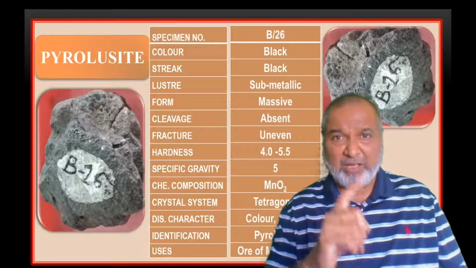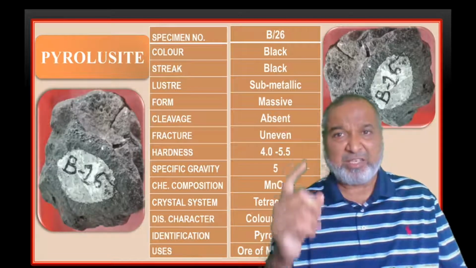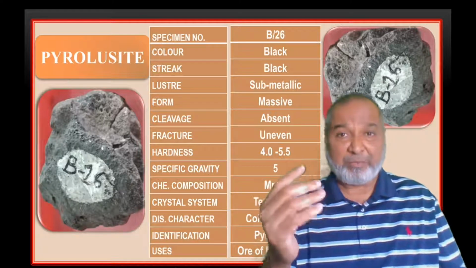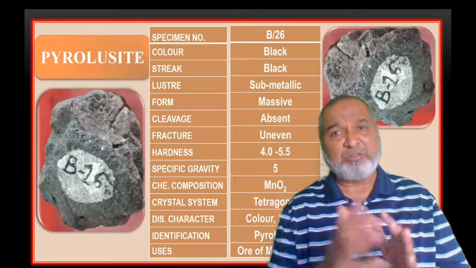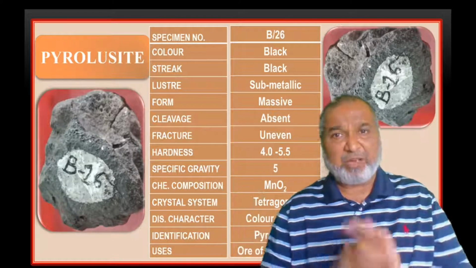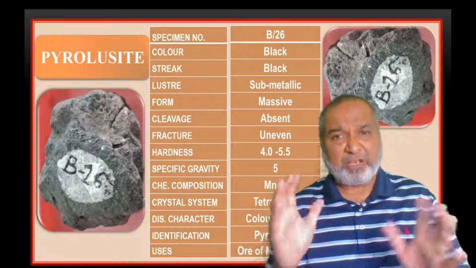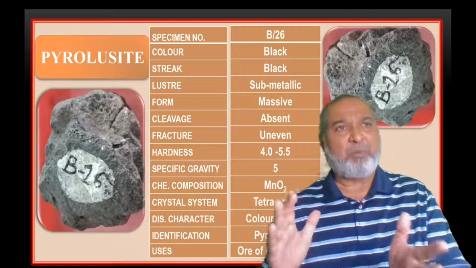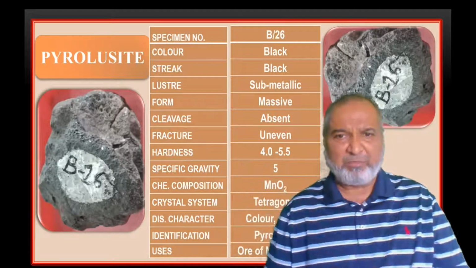So focus on this. Most of the properties, color, streak and luster, are the three where you can identify the mineral. Most of the time the streak is also the same as the color; 1 or 2 minerals will be different. Luster will most of the time be metallic or sub-metallic. Everywhere it is massive. Cleavage is most of the time absent. Fracture is uneven or even, most of the time uneven. And hardness you can make out as about 4 up to 6 for these minerals.